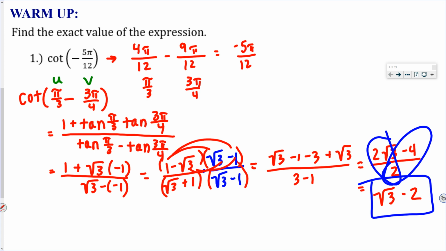The calculator does it all the time. Do you guys remember how we could check this in our calculator? No. All right, let's plug it in. Make sure you're in radian mode.